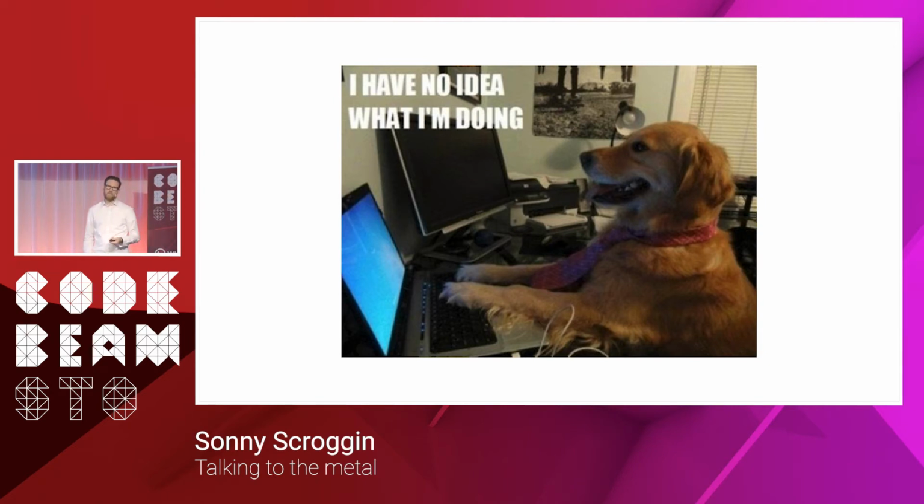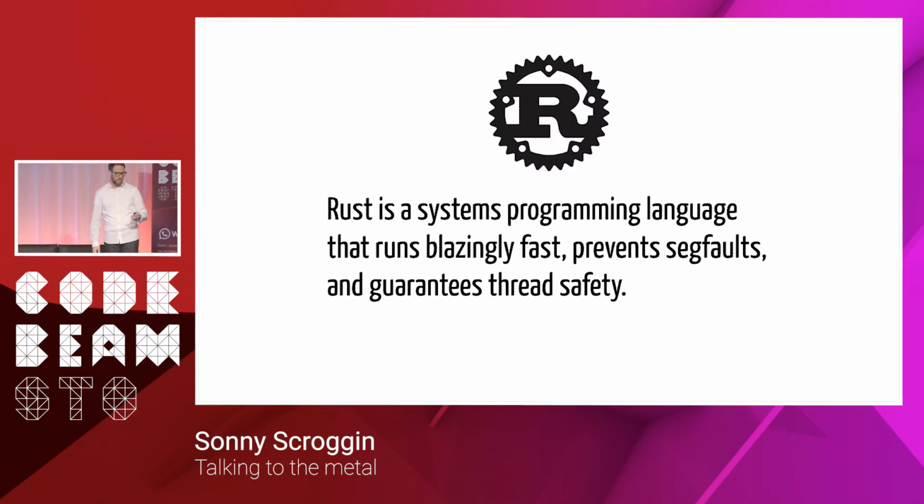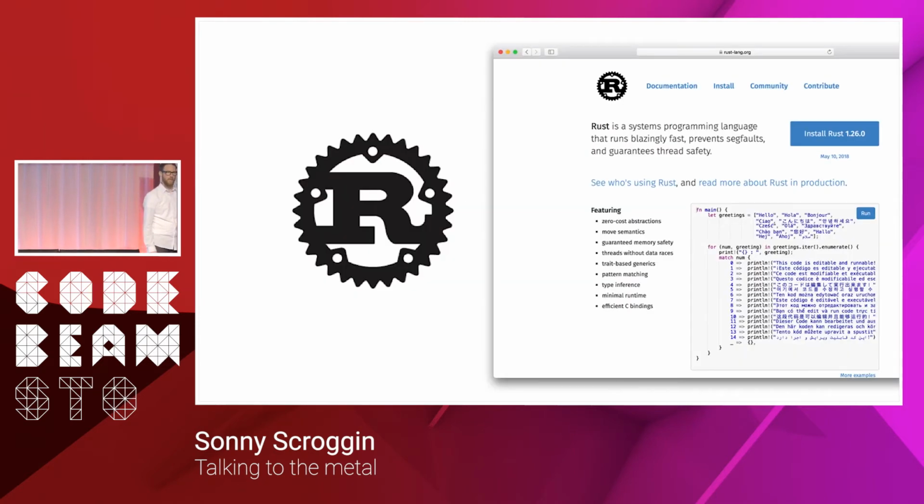Rust is a systems programming language. It's been developed for about four years or so by Mozilla. On their website, they say that Rust is a systems programming language that runs blazingly fast, prevents segfaults, and guarantees thread safety. There are a lot of promises in that statement, and I think it's pretty interesting that they've actually been proven to show that it is, in fact, not just some marketing thing, but a real, awesome thing.